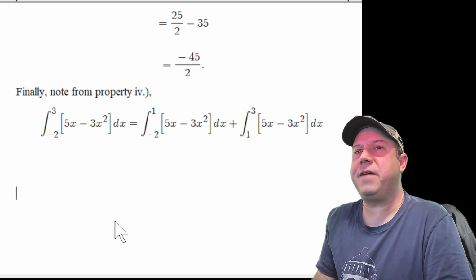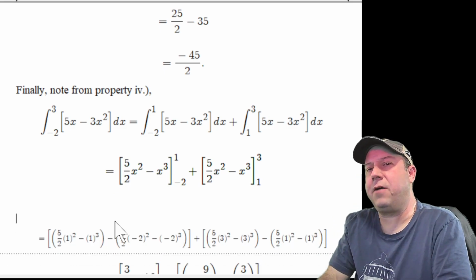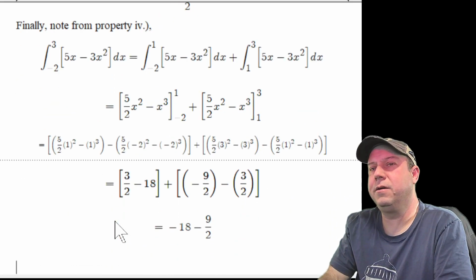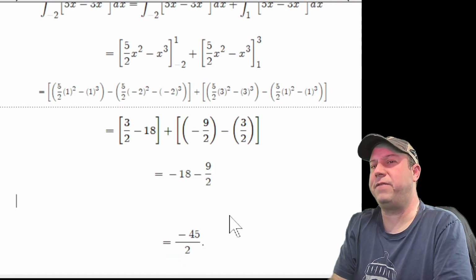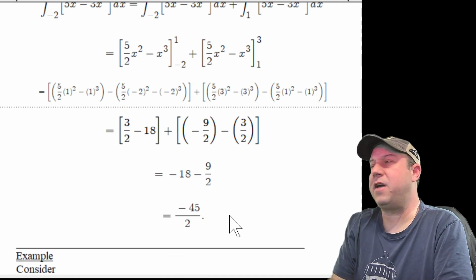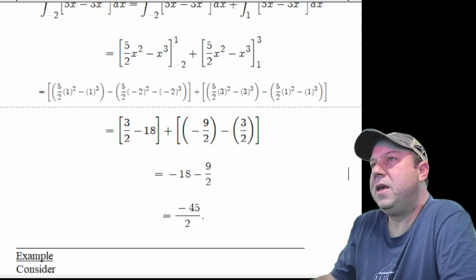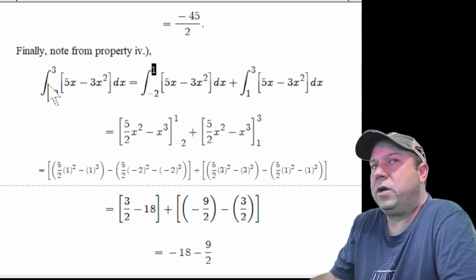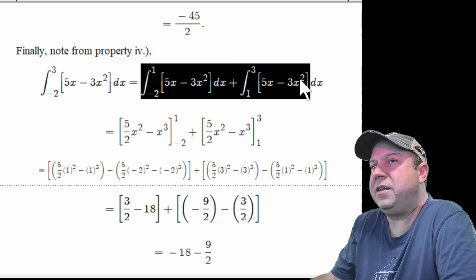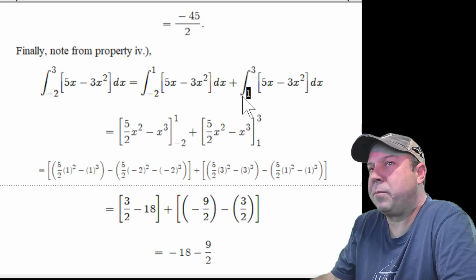And if we calculate these definite integrals individually, from the fundamental theorem of calculus, we end up with -18 minus 9/2 in this case, which when we simplify again will yield -45/2, the exact same result we obtained in the previous 3 examples. This case, though, illustrates property 4, where we take our single integral and divide it into the sum of 2 separate integrals by using a common lower and upper bound where the 2 integrals separate themselves.